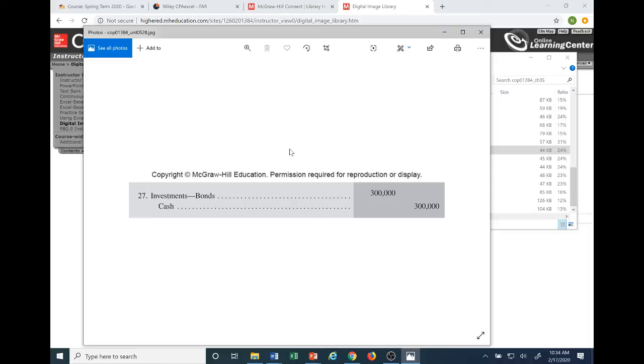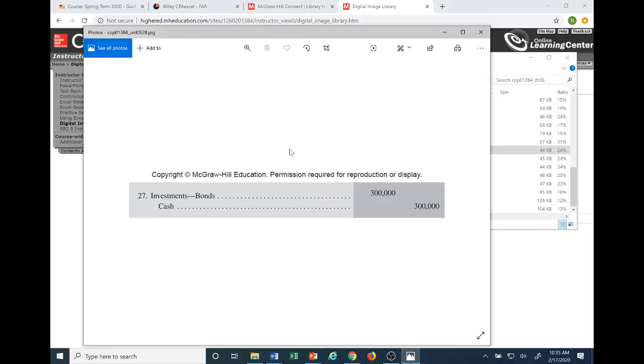Obviously, once we invested in ABC bonds, we paid $300,000 cash. So we received the investment in bonds. That's an asset, so we're going to debit it, $300,000, right? And credit cash at $300,000 because cash is depleting now. It's going out the door. So now we've incurred an asset of investment in bonds at $300,000, and cash is down $300,000, right?